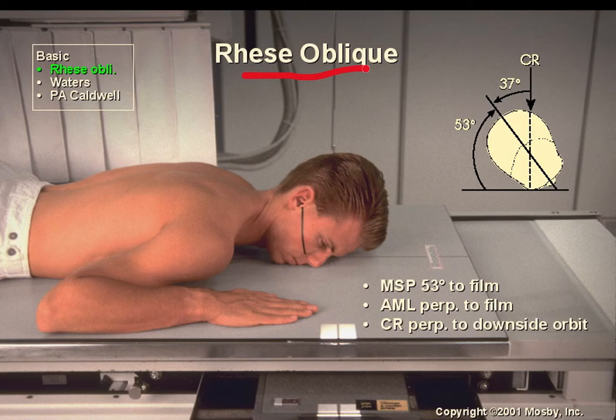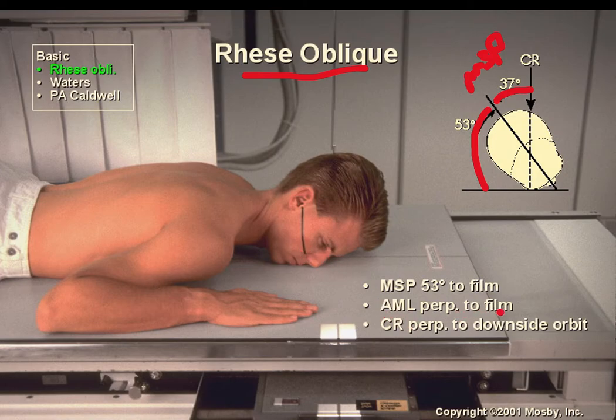Rhese Oblique. So a Rhese Oblique is for the orbits. Your mid-sagittal plane, 53 degrees to the film, okay? So that head, 53 degrees. So what you'll hear a lot of times is nose, cheek, and forehead to the table. So like a 3-point landing. Your central ray is going to be about 37 degrees from the mid-sagittal plane, okay? And you're going to exit the orbit of interest, the orbit next to the image receptor.